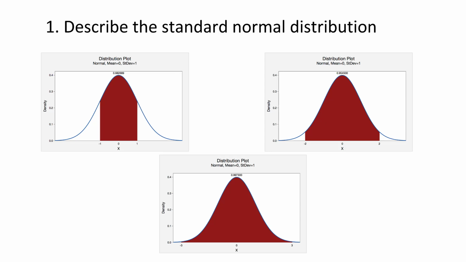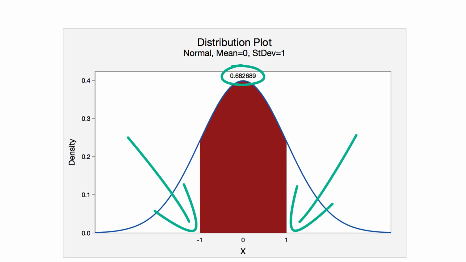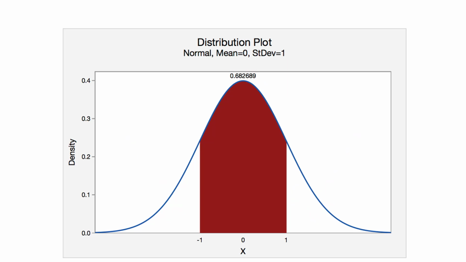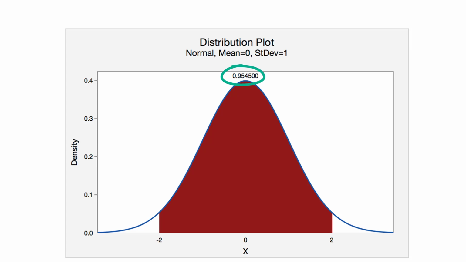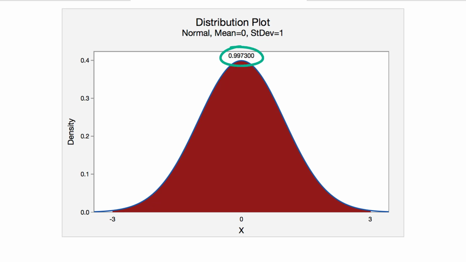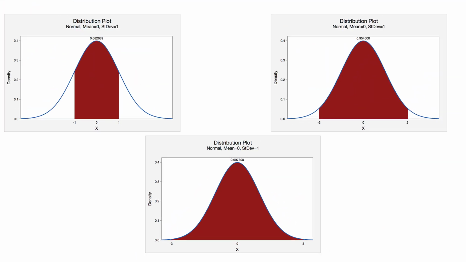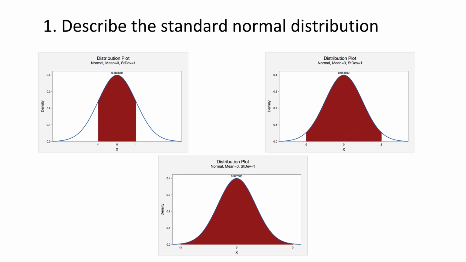Recall that according to the empirical rule, about 68% of a normal distribution falls within one standard deviation of the mean. About 95% falls within 2 standard deviations of the mean, and about 99.7% falls within 3 standard deviations of the mean. In the next learning objective, you're going to learn how to make all of these plots in Minitab Express.